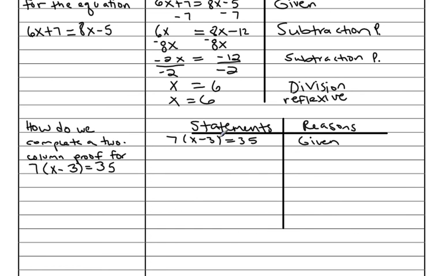And this property, when you have the parentheses, you have to distribute the 7 to the x and the 7 to the negative 3. 7 times a negative 3 is a negative 21, which equals 35. And what allowed us to do that is the distributive property.